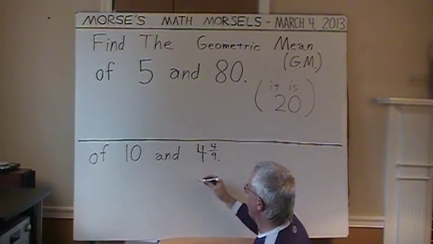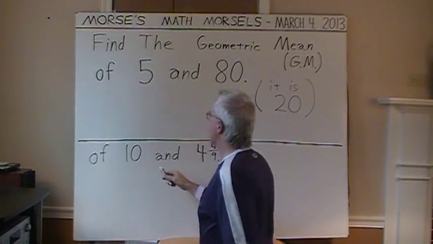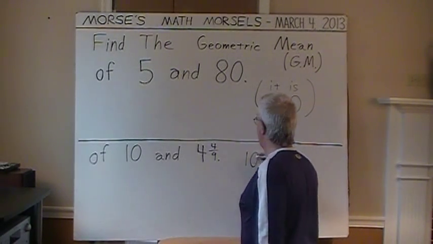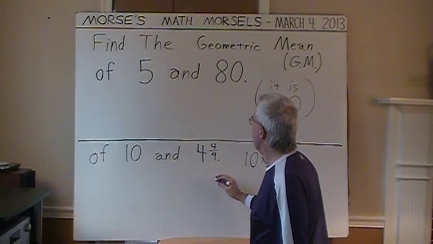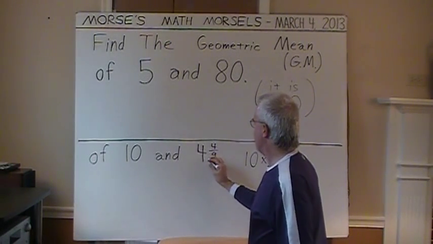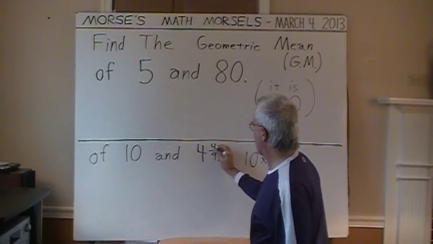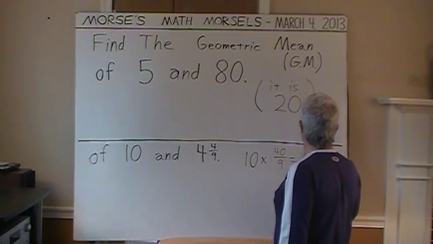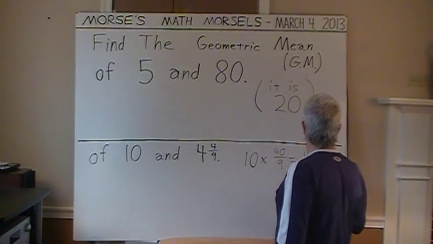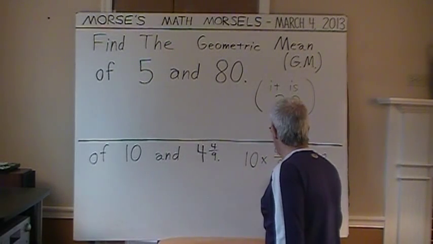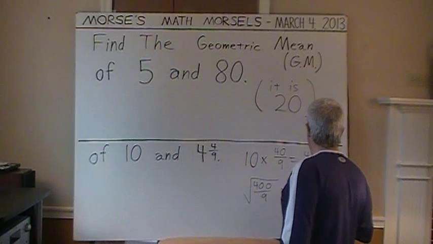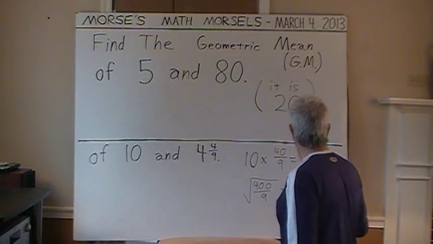In the earlier example, 5 and 80, I had multiplied the two quantities. Here I'm going to multiply the 10 by the 4 4/9. I'm going to change the 4 4/9 to an improper fraction from the mixed number form. 4 times 9 is 36, plus 4 is 40, so it's going to be 10 times 40/9, which equals 400/9. And then from the example of 5 and 80, I took the square root of that product. And this geometric mean, I claim, is 20/3.